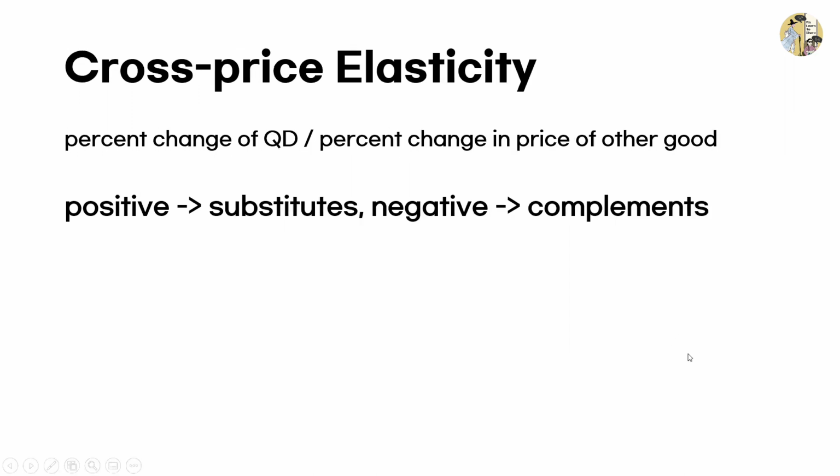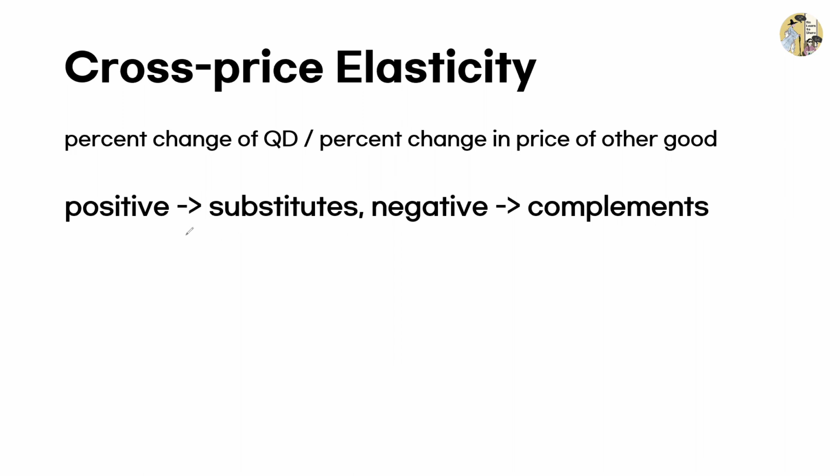The second type of elasticity, or actually the third type of elasticity, is the cross-price elasticity. And it is basically asking, are two goods complements or are these substitutes? And if they are, then how closely related they are. So how to calculate it, you can see above. You divide the percent change of quantity demanded by the percent change in price of another good. And if the value is positive, they are substitutes of each other. While if the value is negative, they are complements of each other.